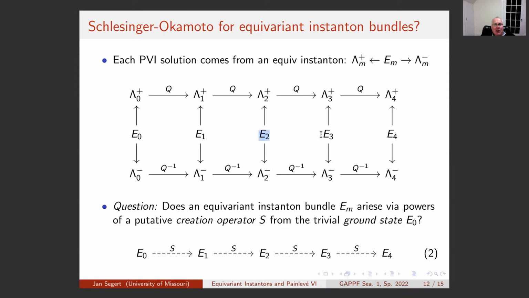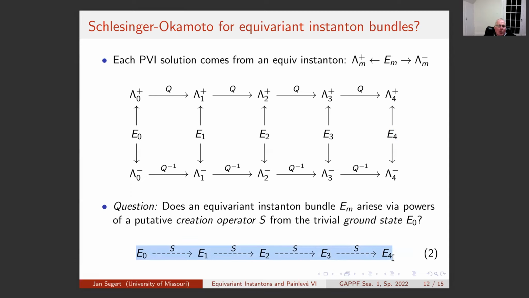So these columns, say from each of these equivariant instanton bundles, you get a pair of Painlevé solutions, and you have these specific Schlesinger-Okamoto transformations, which I checked, map these particular Painlevé solutions between each other. So what this sort of suggests, and the reason I'm interested in this is, well, what you'd really like to do is say, is there some operator that takes a trivial equivariant bundle to the first one, that takes this one to this one, takes this one to this one? The dotted line means I don't know if such a thing exists.